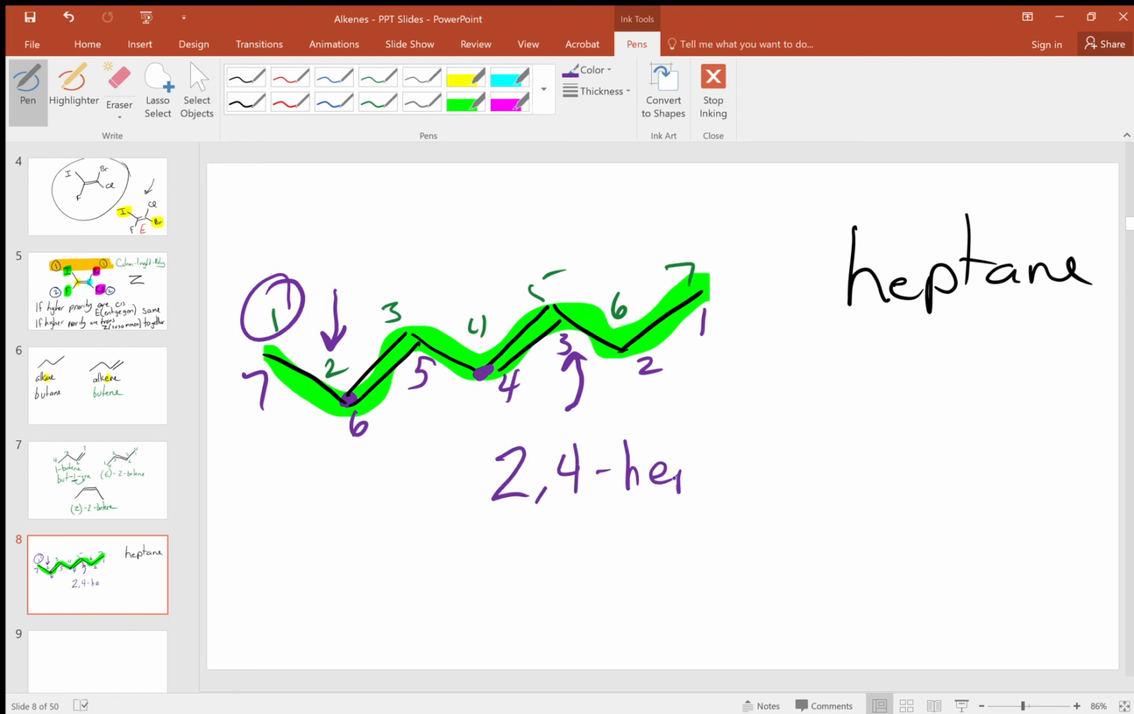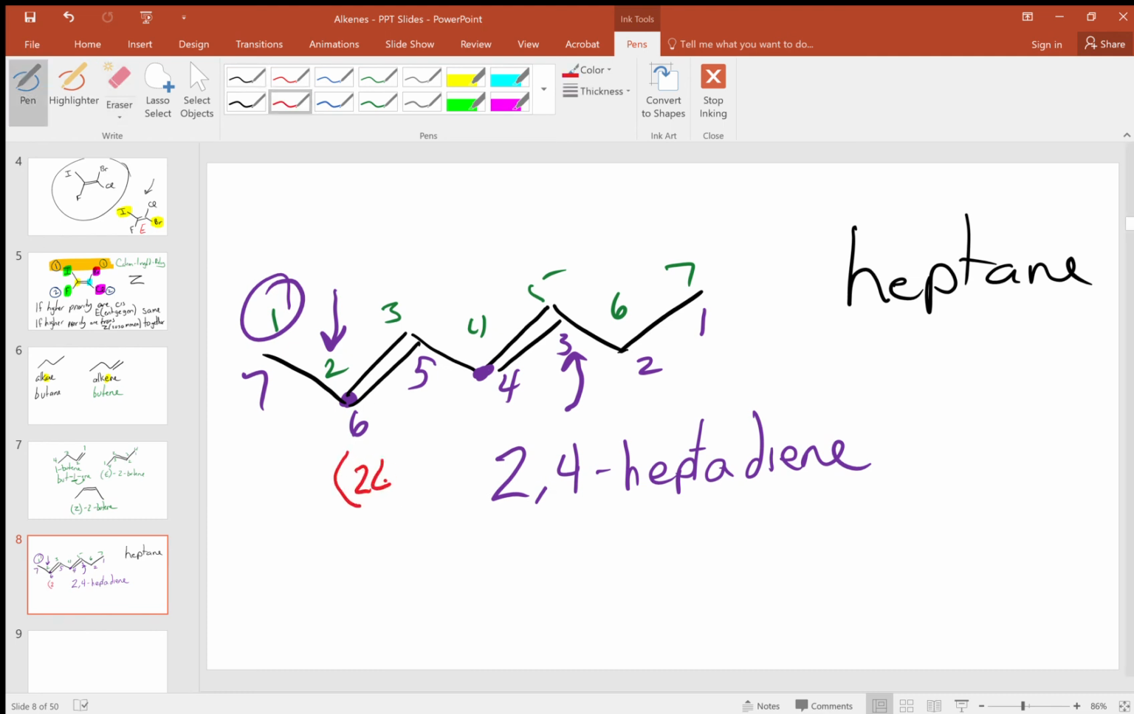So this would be 2,4, but we can't say heptene here because there's 2 alkenes. How do we indicate 2 of a functional group? The same way we indicate 2 of anything else. So 2,4-heptadiene. Are we done? No, we need to indicate the stereochemistry. And so the way I've drawn these, both of these are E. So this would be 2E, 4E, 2,4-heptadiene.